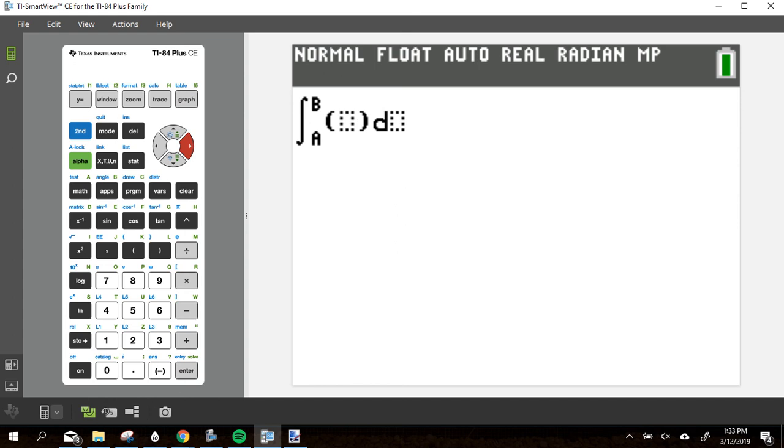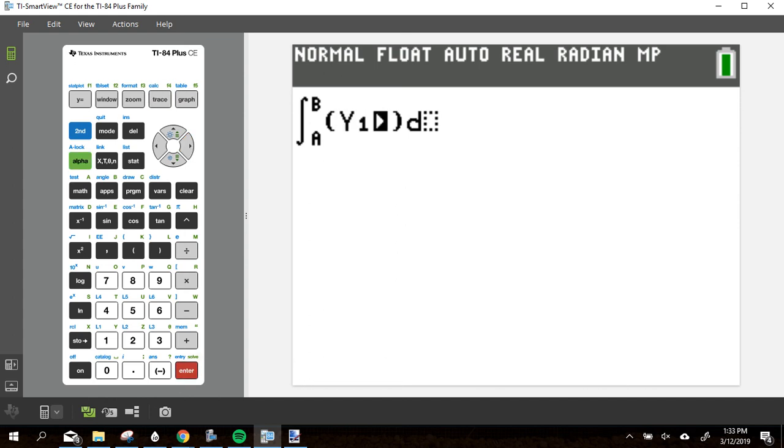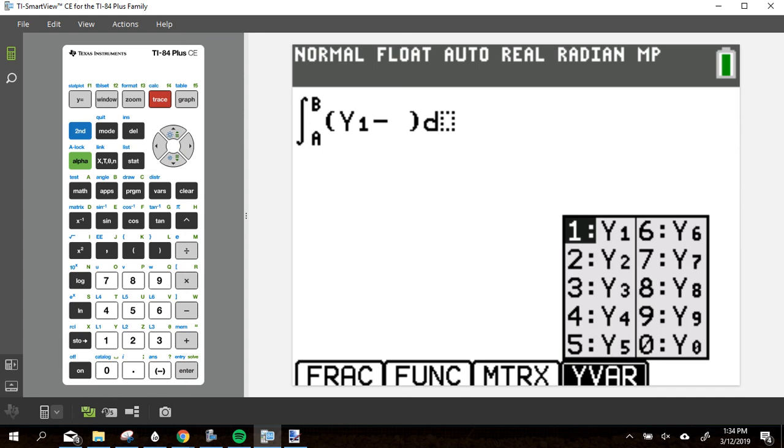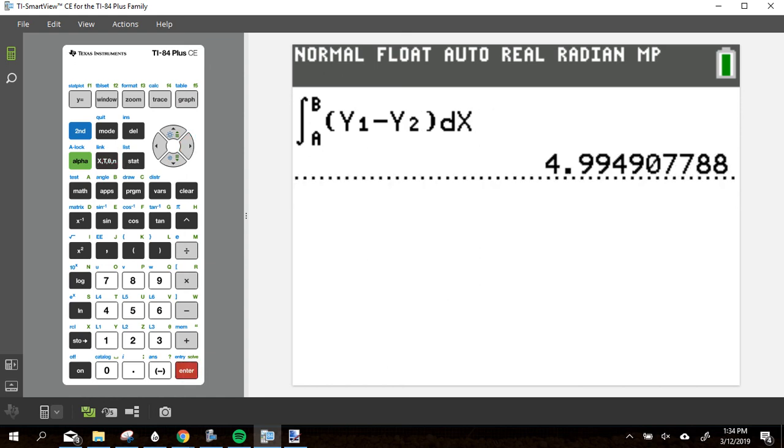So all I'm going to do is hit alpha F4 y1, because I know that I typed in that cosine equation as y1, minus alpha F4. And I'm going to go down to y2 because I know I typed in the other equation as y2, dx. Hit enter. My answer is 4.995.